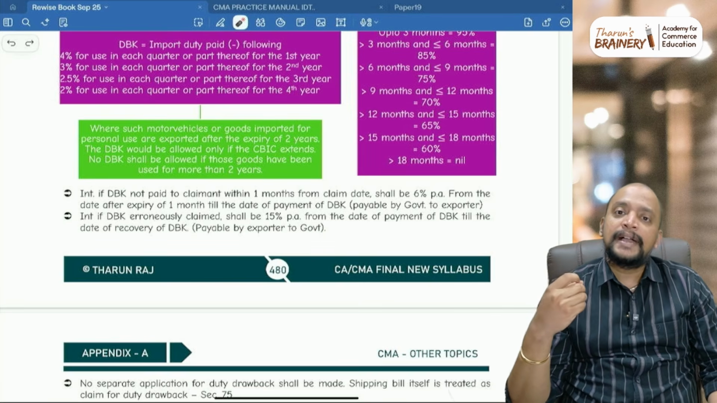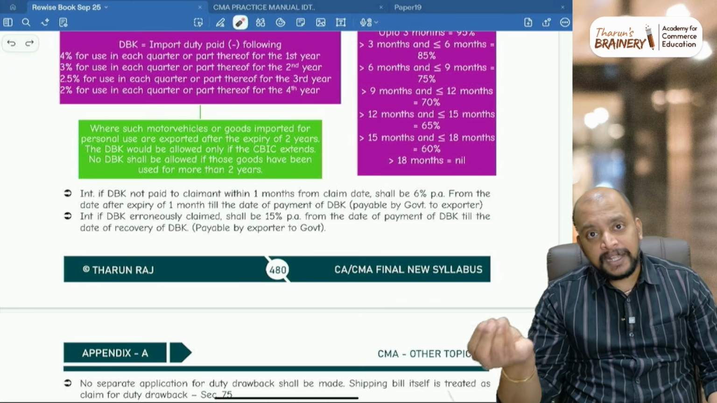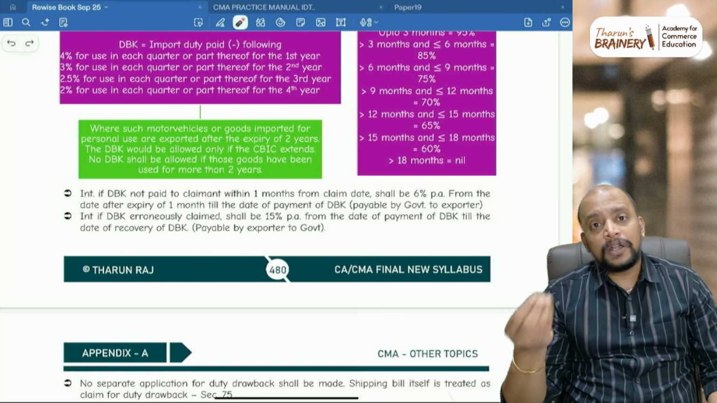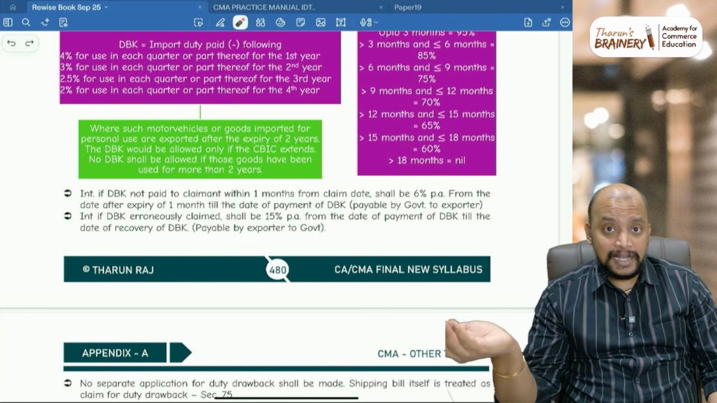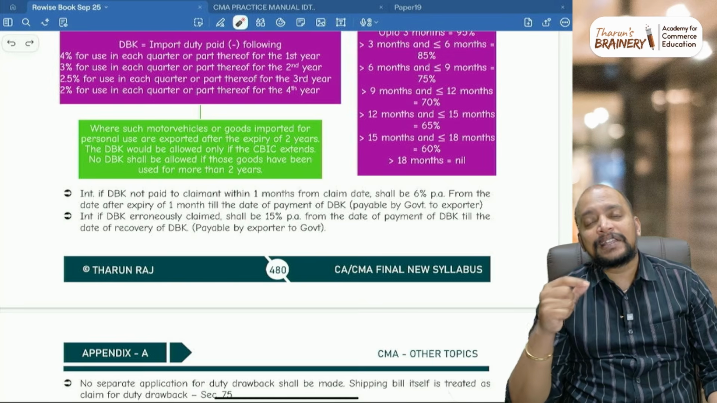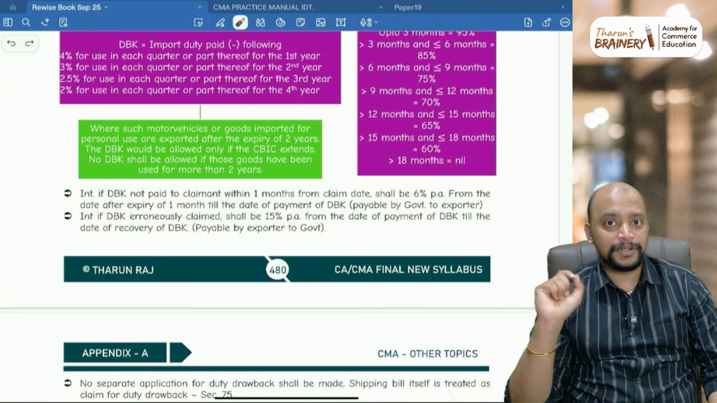For example, I made a claim of duty drawback on 15th of April. So by 15th of May, they should grant duty drawback. Say they granted duty drawback on 6th of June. Then from 15th May to 6th of June, for that period, they need to give me the interest at the rate of 6% per annum on the duty drawback amount.